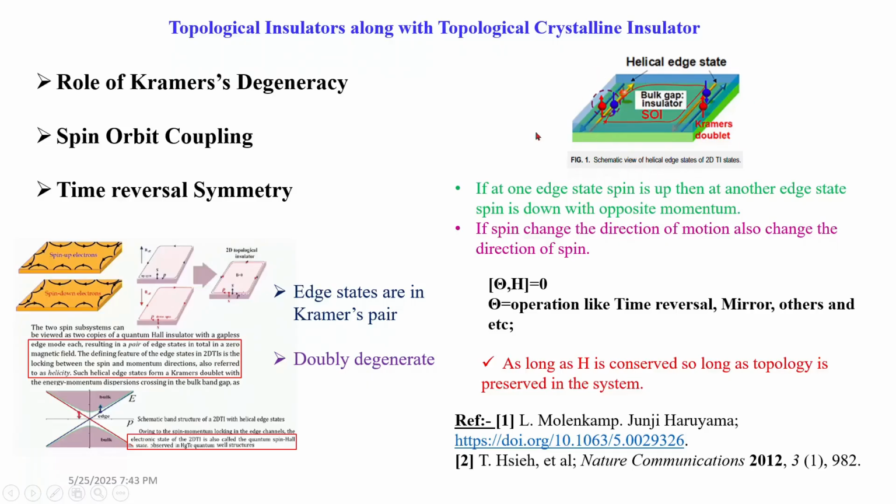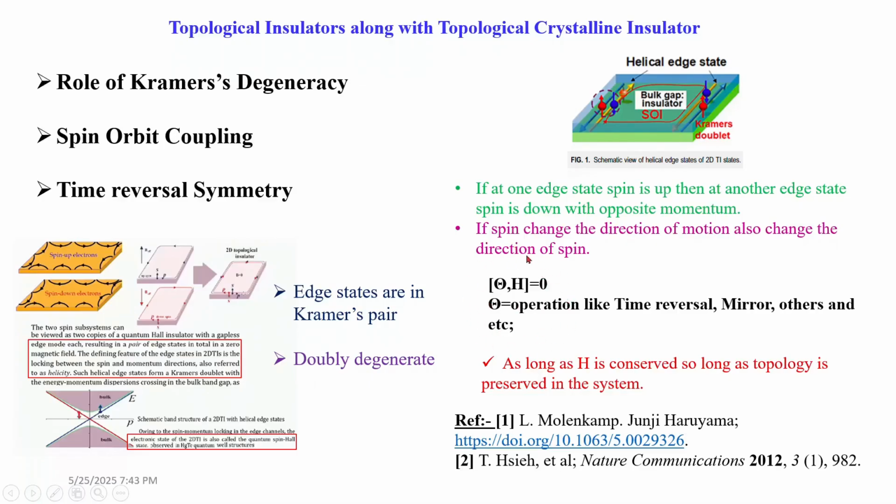And under the operation of the symmetry, it may be the time reversal symmetry or it may be the crystal symmetry, the overall Hamiltonian is preserved under the symmetry operation, and it commutes with the system. So as long as the Hamiltonian commutes with the symmetry operation, the topology is preserved in the system.